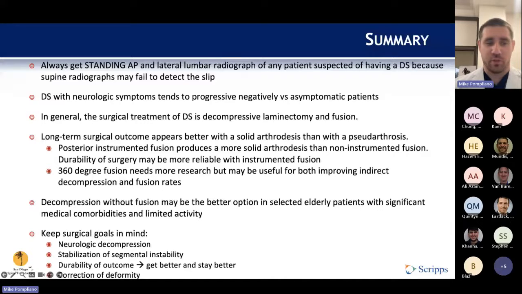And as always, keep the surgical goals in mind: neurologic decompression, stabilization of segmental instability, as well as durability of outcome, getting better and staying better, and then correction of the deformity, keeping global alignment in mind.